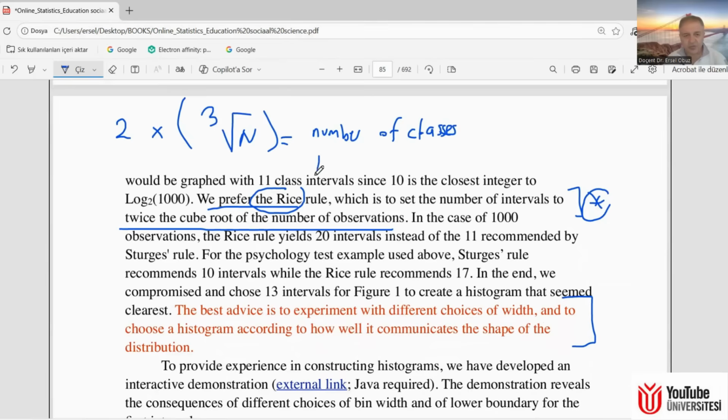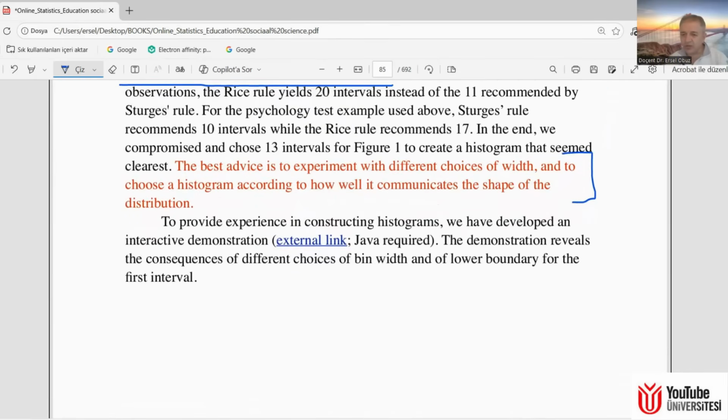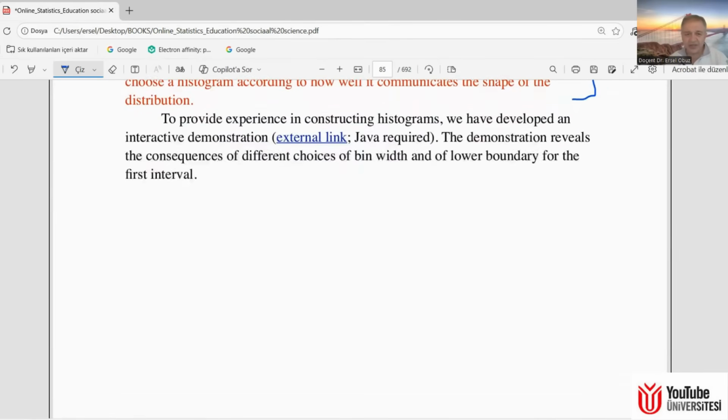Let's do the math. Let's assume you have 27 values. You put 27 here, then you will get 3. 2 by 3 will give you 6. So you will need 6 classes by using this Rice formula. Okay, so the best advice is to experiment with different choices of width and to choose a histogram according to how well it communicates the shape of the distribution. That's kind of the bottom line. When you use a different formula, you will have different number of classes.